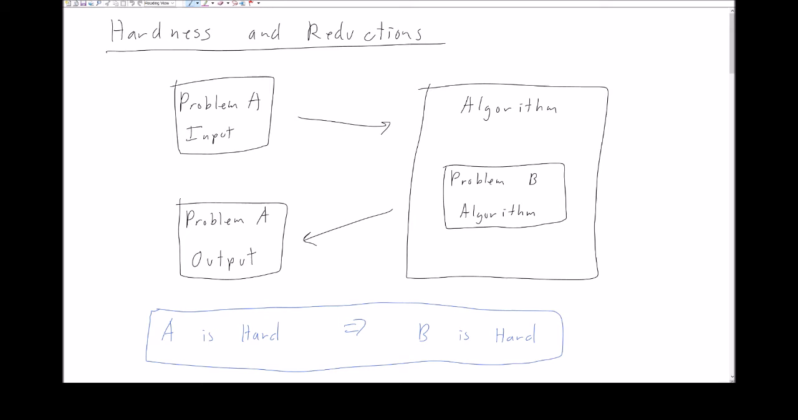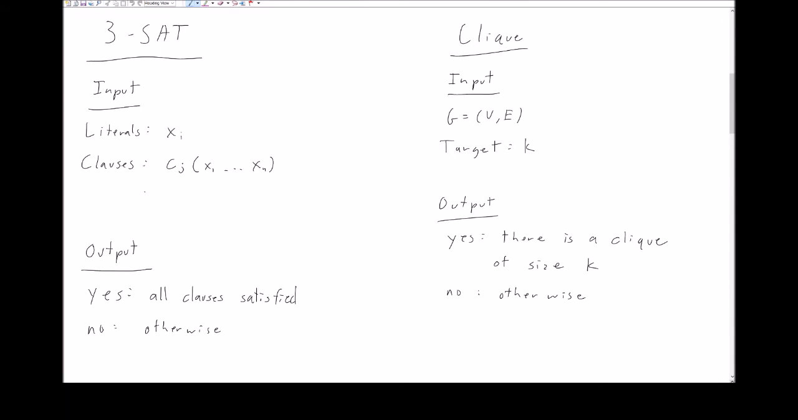And this is because if we had a polynomial time algorithm for problem B, this algorithm, along with the reduction, would create a polynomial time algorithm for problem A. But we know that because problem A is hard, there is no polynomial time algorithm. Therefore, there is no polynomial time algorithm for problem B, provided this reduction exists. That's the general idea behind reductions. To see it in action, we'll take an example.